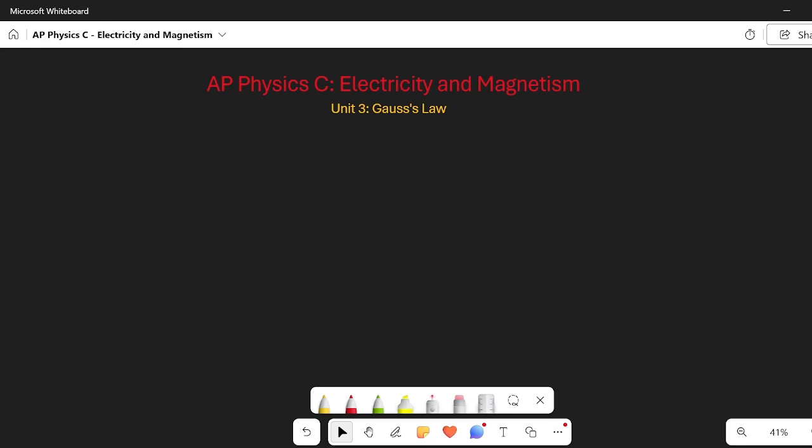Essentially, to start off today's lesson, we are going to be introducing a concept called electric flux, right? So for flux, we're going to be using a variable like so. That is going to be our flux variable.